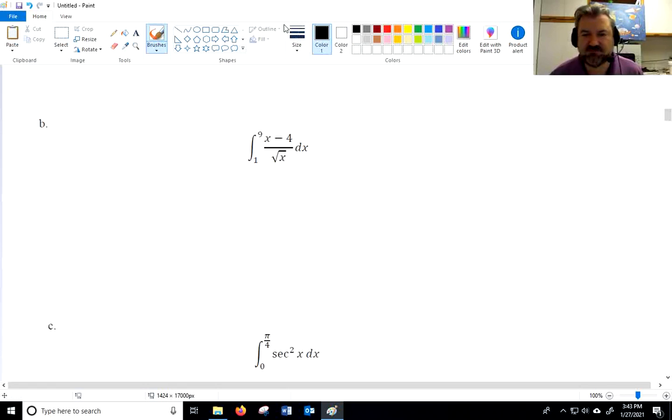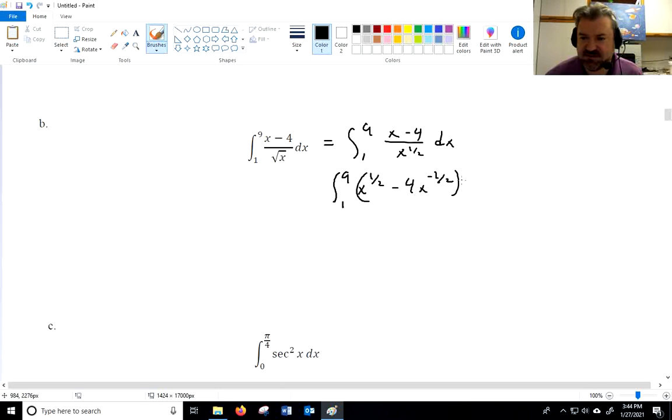All right, let's try the next one. Okay, to take this integral here, what I need to do is, since this is a monomial in the bottom, I need to divide this into each one of these. So the first thing I'll do is I'll rewrite this as x minus 4 over x to the 1/2 dx. And then I'll divide this x to 1/2 into each branch. So integral from 1 to 9 of x to the 1/2 minus 4x to the negative 1/2 dx.